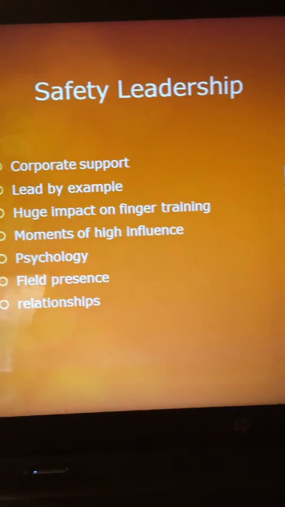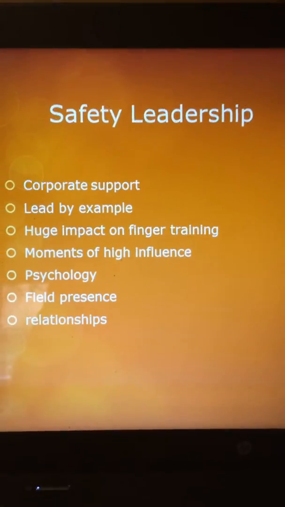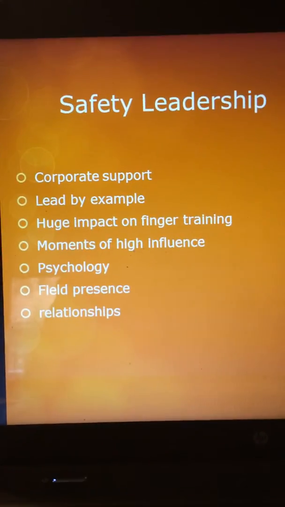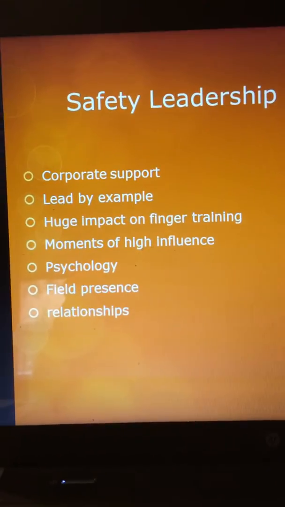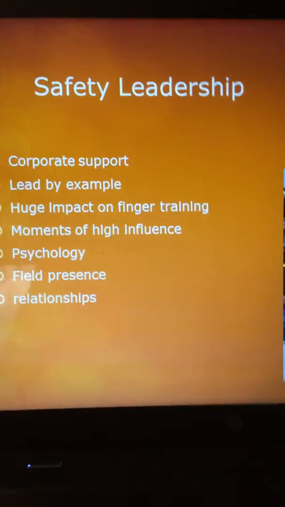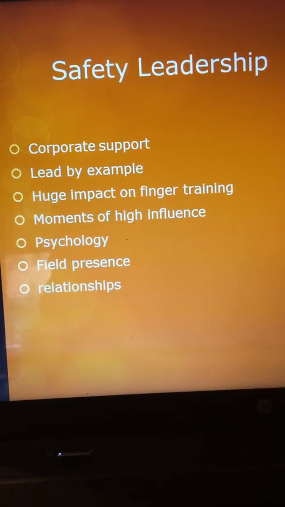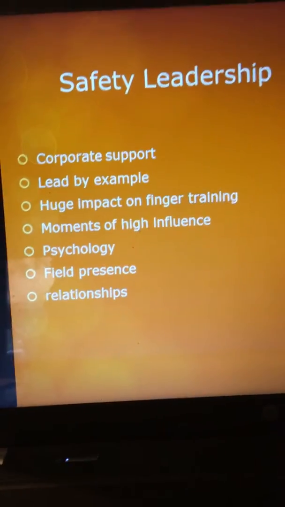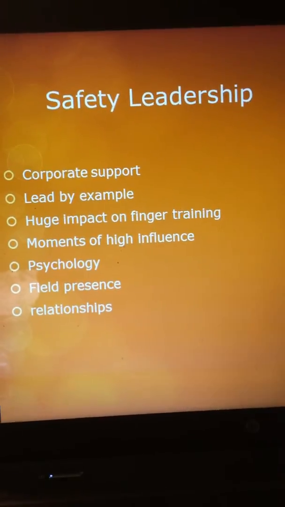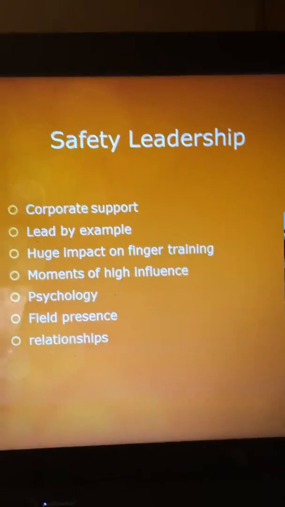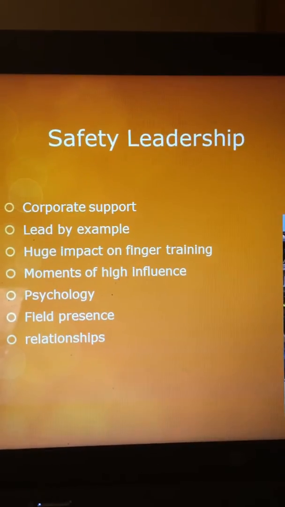Safety leadership. This is not going to work unless we have the support from corporate. We have our field supervisors leading the way. And let's talk about this for a second, because this is huge. Say we have a great training, and then we go back in the field, and none of our leadership in the field is leading by example. This is not good.